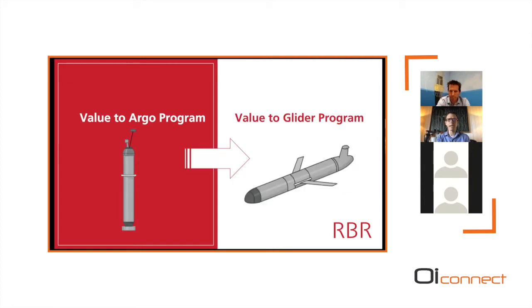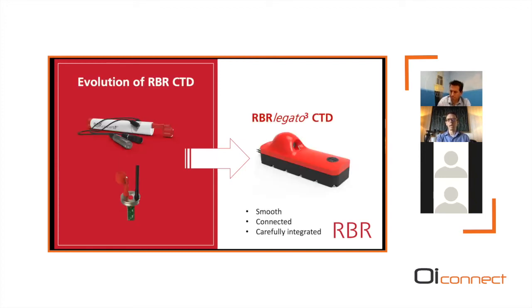Now, we have taken that type of value from the Argo program and translated it to the glider program. That has resulted in the RBR Legato. It's not a new CTD, it's an evolution of our existing CTD technology that's well proven and trusted.